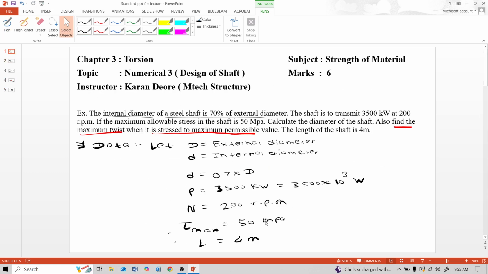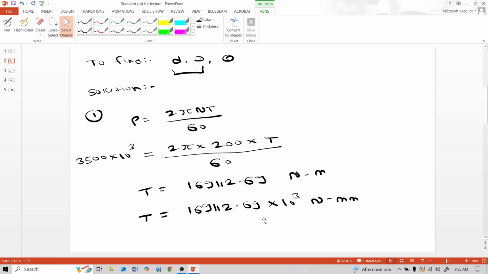So this is the numerical on design of shaft. They have given us the relation between external diameter and internal diameter. They have given power, number of revolutions, and maximum stress. The maximum allowable stress for that shaft is 50 MPa, and the length of that shaft. Using this data, we found the diameter and angle of twist.